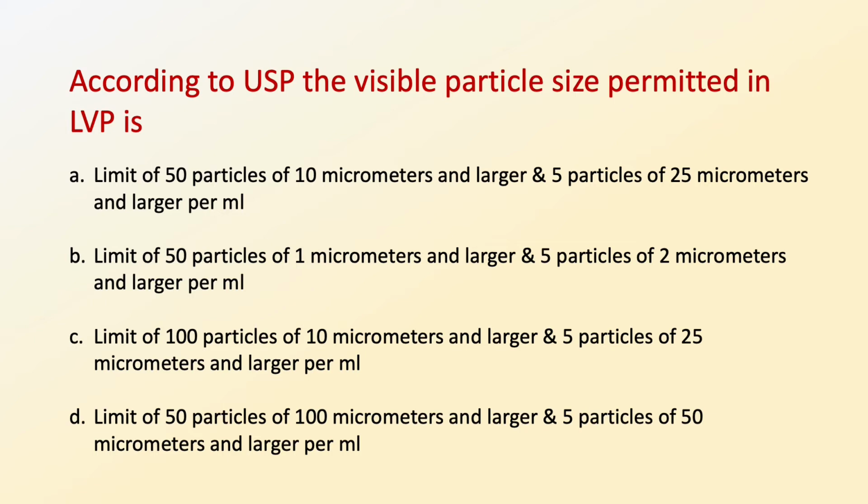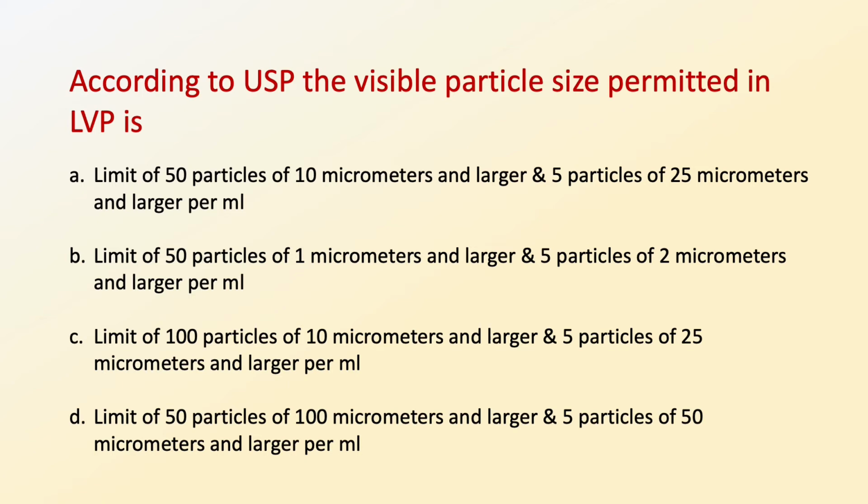Option A is limit of 50 particles of 10 micrometers and larger and 5 particles of 25 micrometers and larger per ml. Option B, limit of 50 particles of 1 micrometers and larger and 5 particles of 2 micrometers and larger per ml. Option C, limit of 100 particles of 10 micrometers and larger and 5 particles of 25 micrometers and larger per ml.